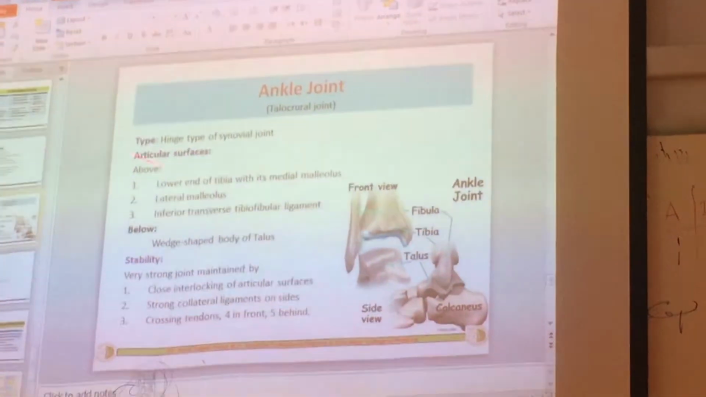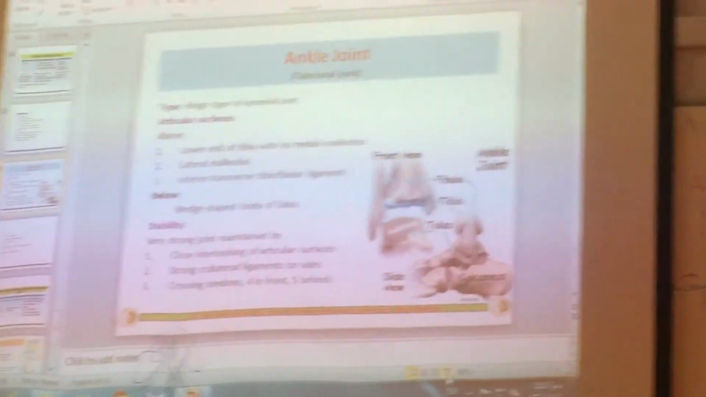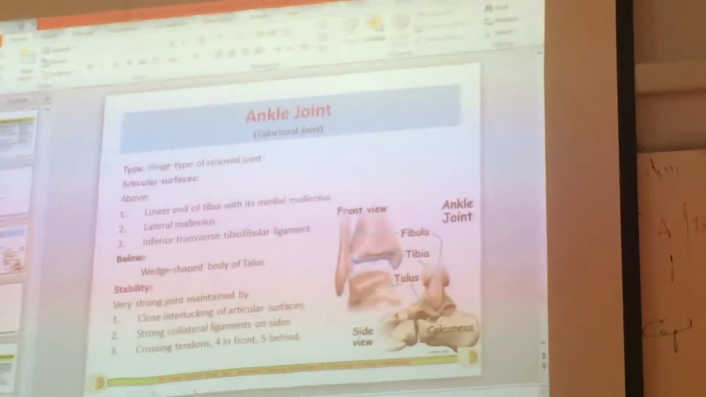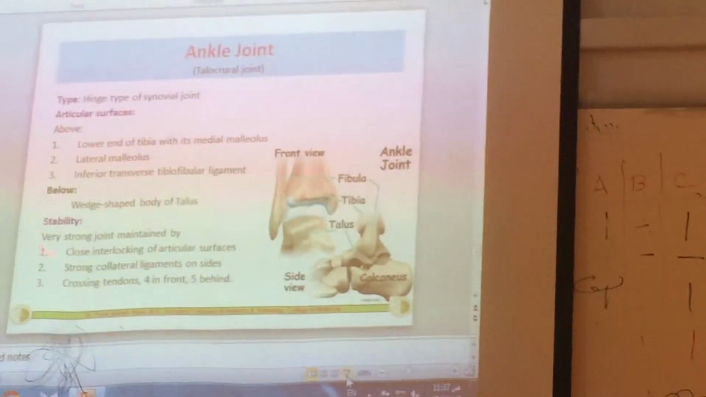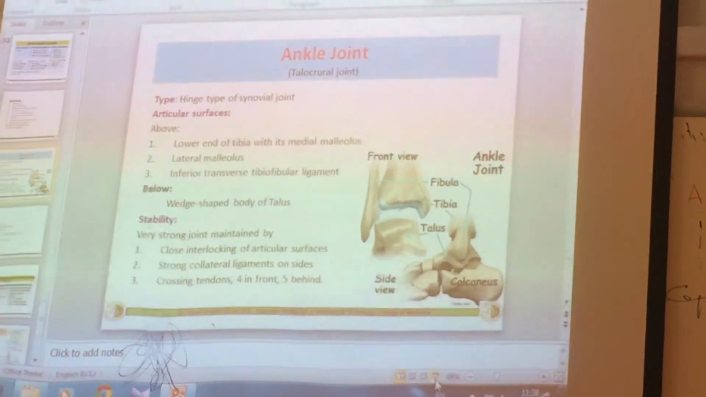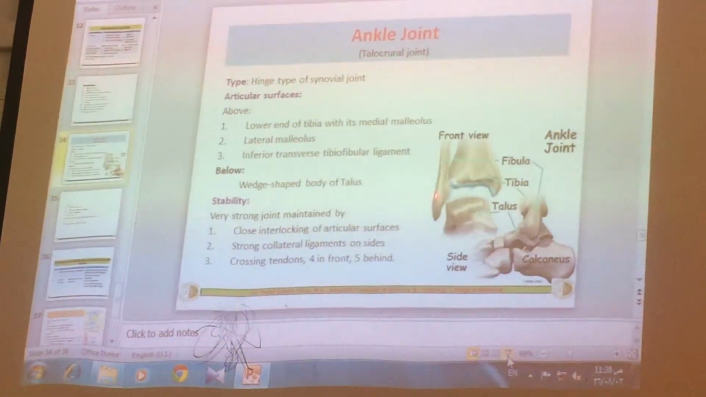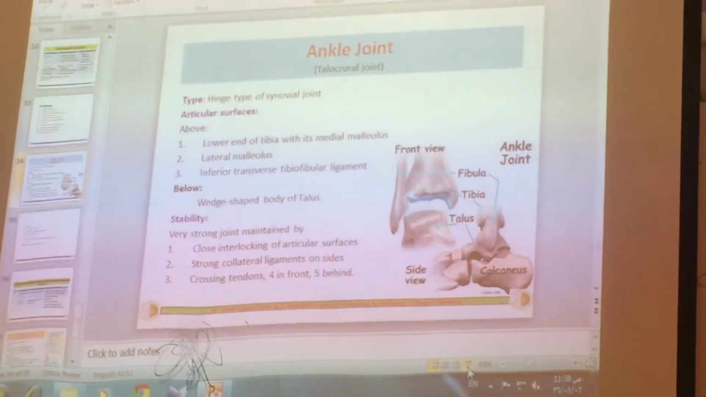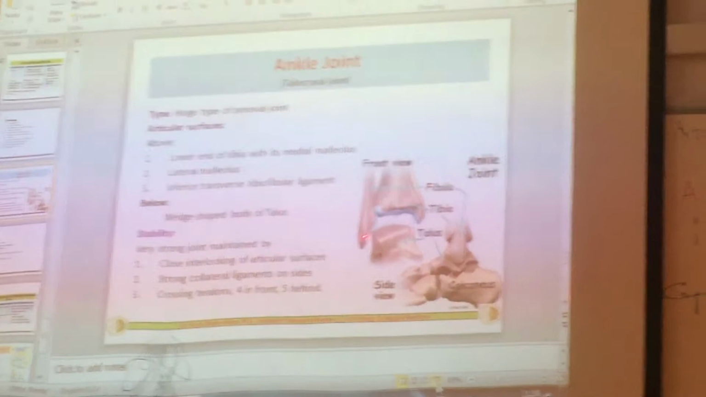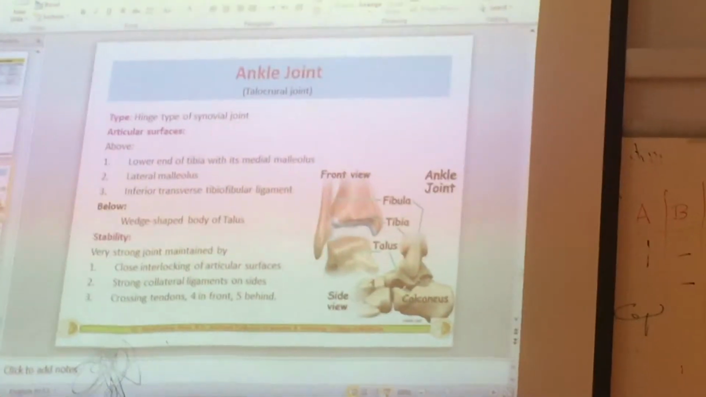Next is the ankle joint. This is the ankle joint between the tibia as well as the talus. It's a wedge-shaped talus and the concave lower part of the tibia, as well as the medial malleolus on the tibial part and the lateral malleolus, that is the continuation of the fibula. All this will be forming a joint which is called the ankle joint.